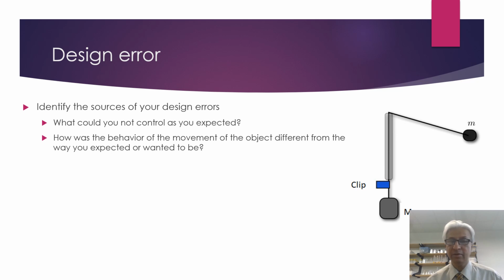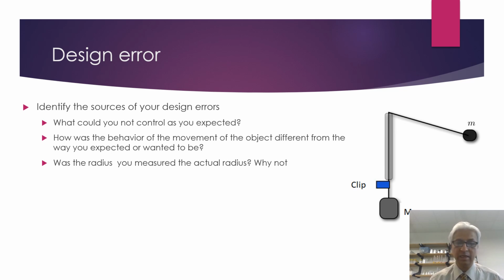How was the behavior of the movement of the object different from the way you expected it or wanted it to be? For instance, it was supposed to be in a horizontal plane. It was not. So the radius was different, and you expected it to be at a specific length. But what happened was that the small clip kept moving up and down, or sometimes a paper or something else kept moving up and down. Or you just made a mark and it's moving up and down. Was the radius you measured actually the radius? It is not, as you can see from the figure itself.